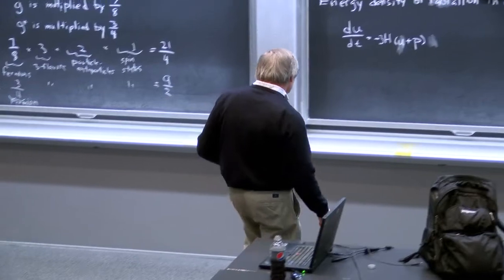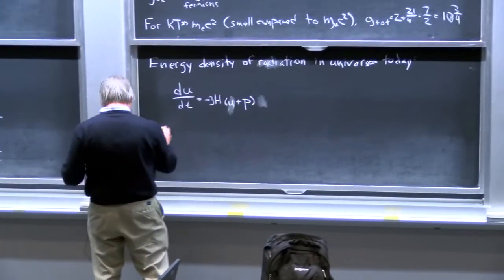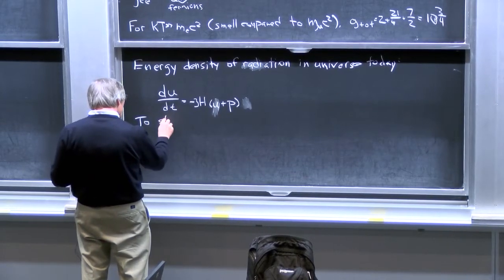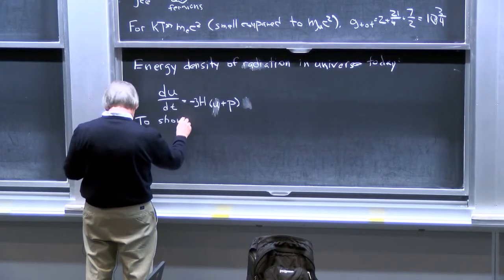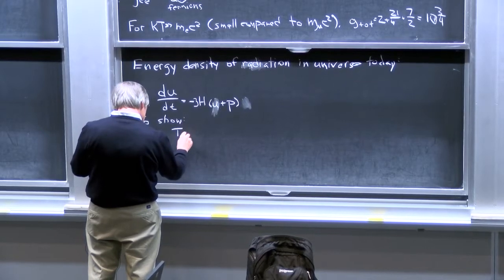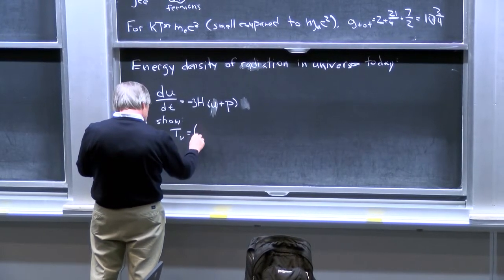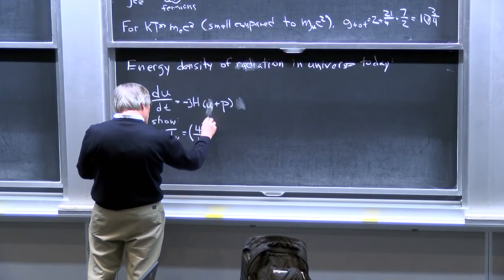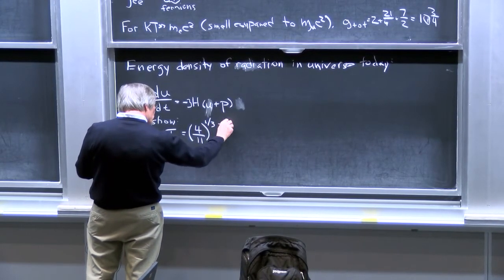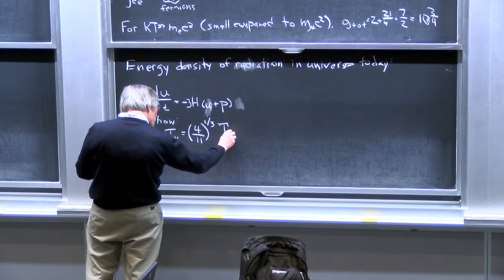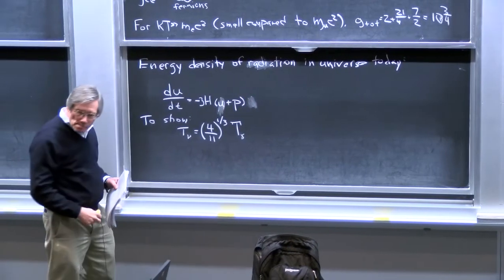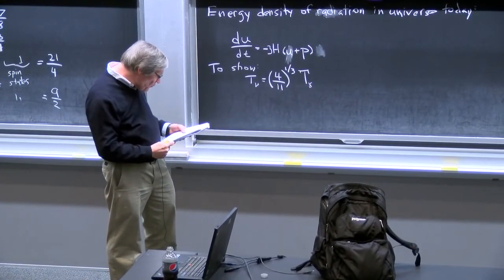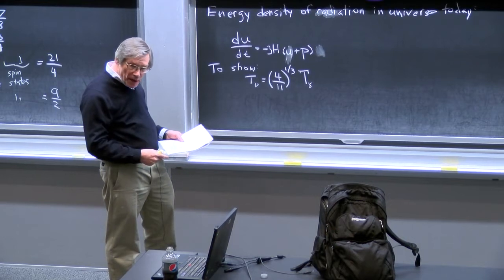So putting these things together, what you will show is that the temperature of the neutrinos should be equal to (4/11)^(1/3) times the temperature of the photons. And given that, we can write down a formula for the energy density in radiation today.